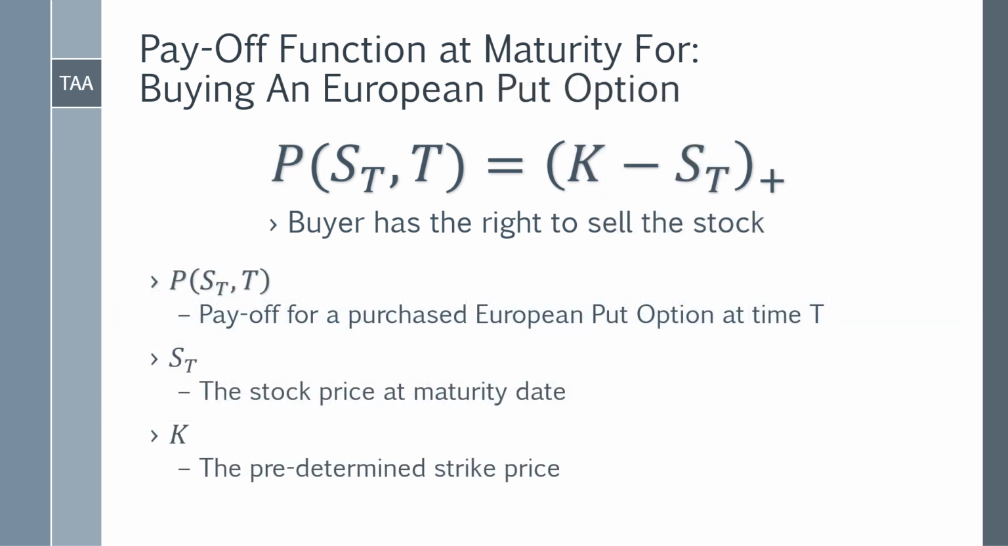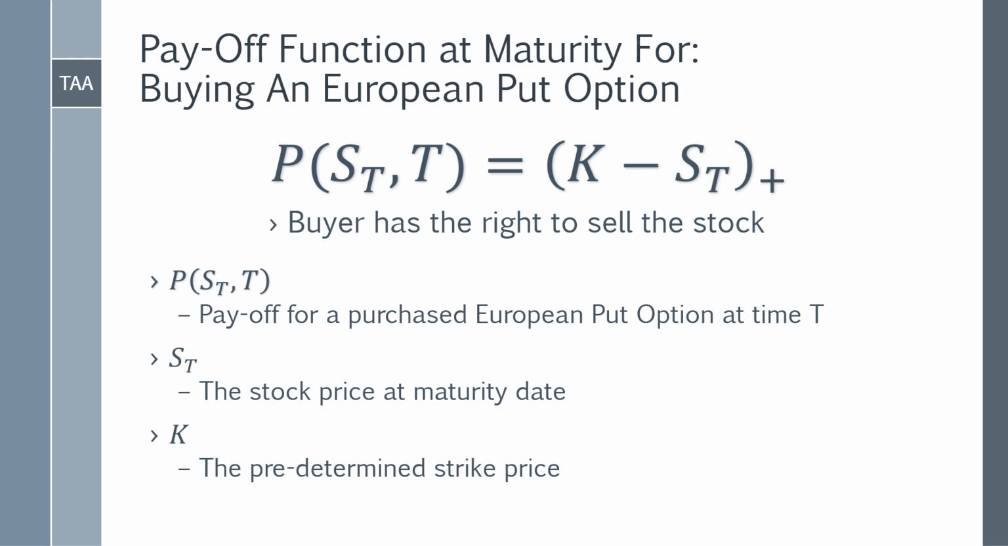Now let's take a look at the European put option at maturity. So again, instead of a C, we now have a capital P. And in brackets, we again have the stock value at maturity date as well as the maturity date. This is the payoff function for a purchased European put at time capital T. Again, this formula seems very similar, except all we did was switch around K and capital S subscript T. So basically, we just swapped the stock price at maturity date and the predetermined strike price around.